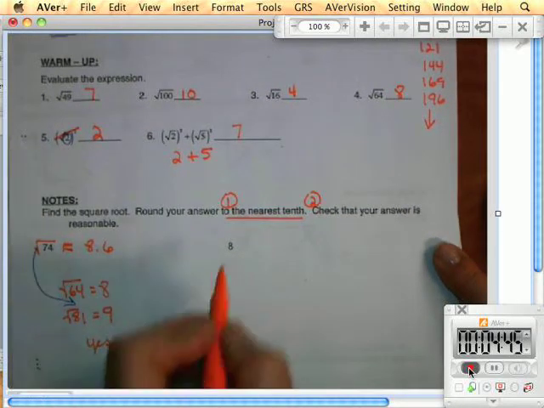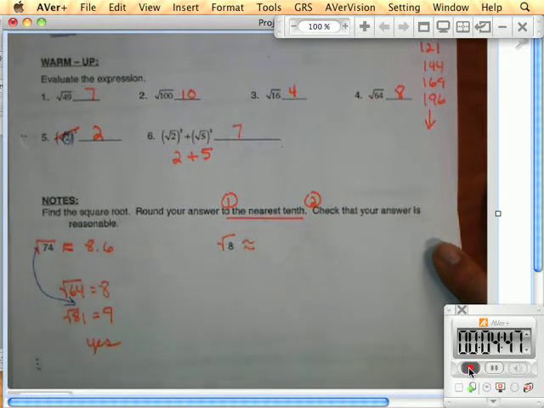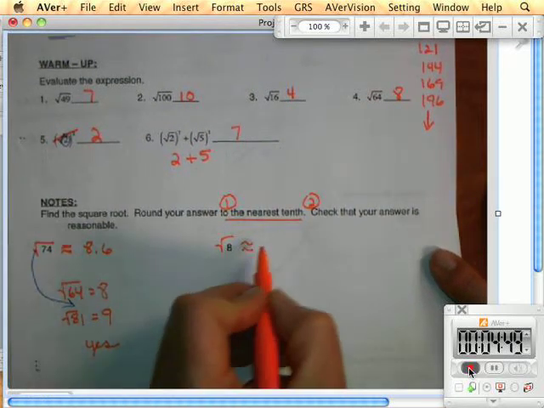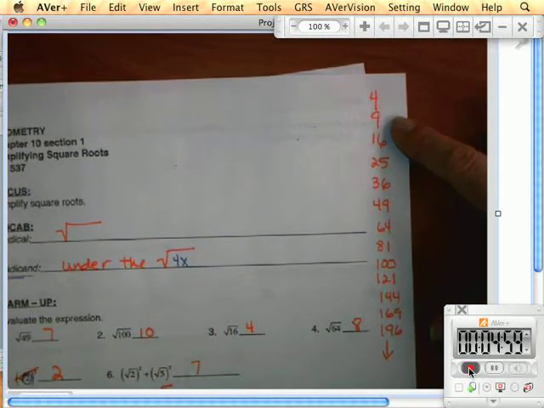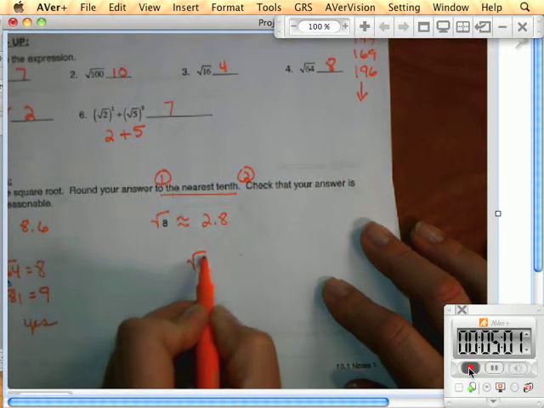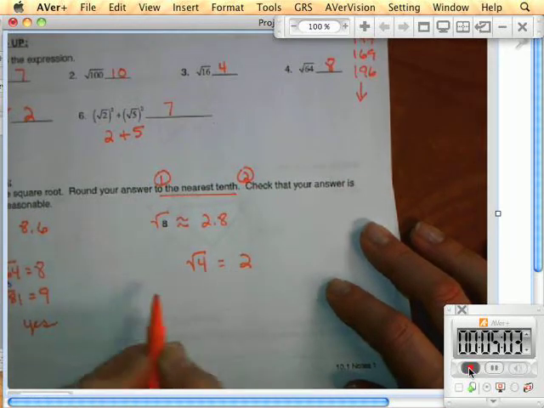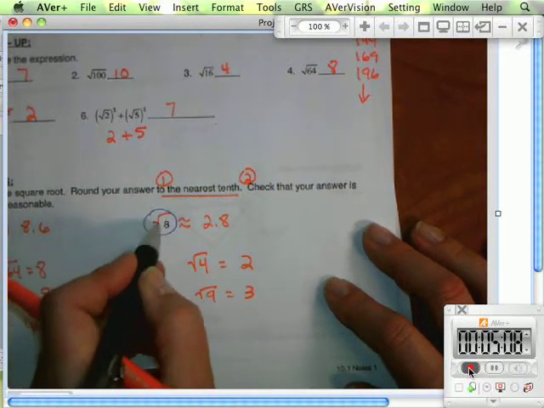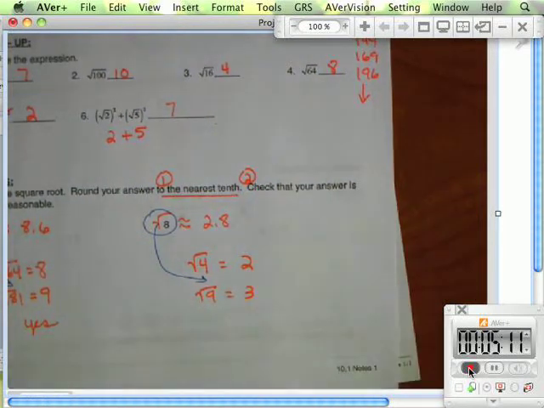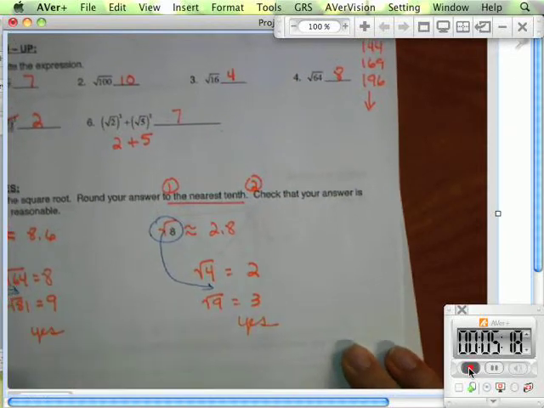Okay, what's the square root of 8 to the nearest tenth place? 2.8. Checking to see if it's reasonable: what 2 numbers does 8 fall between on this list? 4 and 9. So if I take the square root of 4, that's equal to 2. If I take the square root of 9, that's equal to 3. The square root of 8 falls right in between there, doesn't it? So 2.8 makes sense. So that's what you have to do for that.